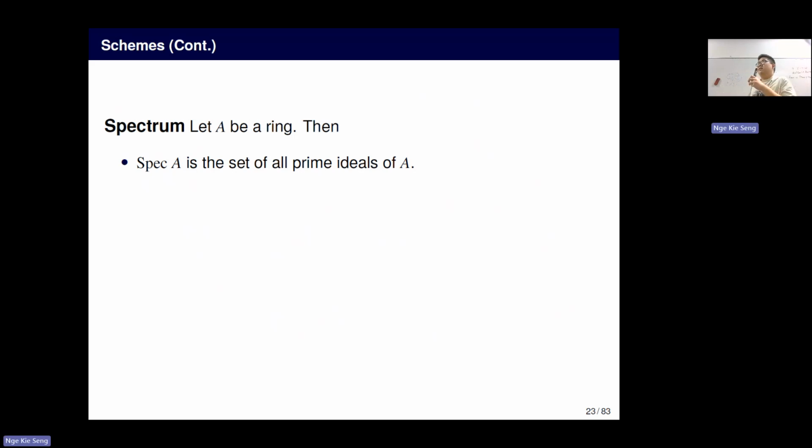So now we consider the spectrum. This is an important concept that we'll use to build schemes on. Okay, so first, let A be a ring. Then the spectrum of A is basically the set of all prime ideals of A.